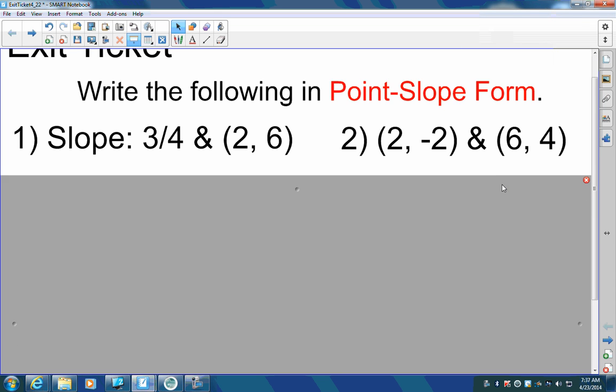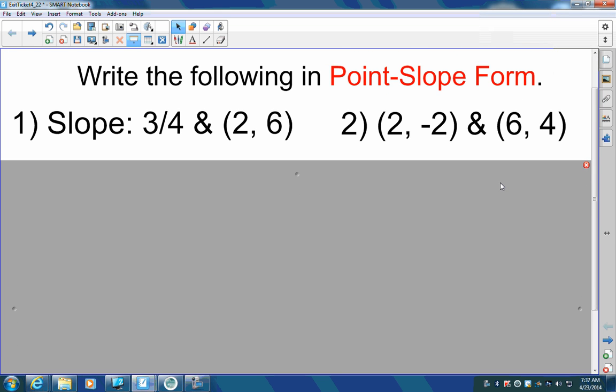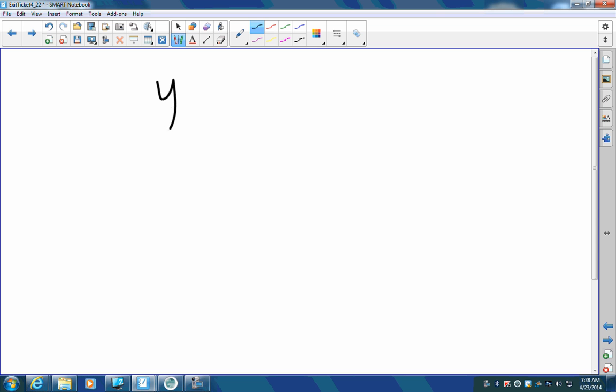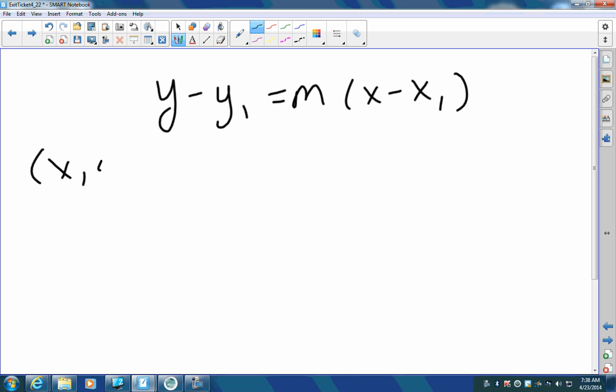Okay, the first thing it says is write the following in point slope form. First thing I want to make sure that you guys remember, point slope form: y minus y1 equals m times x minus x1. Okay, when it says x1 and y1, that just means when you are given a point, whatever that point is, whatever that number is.